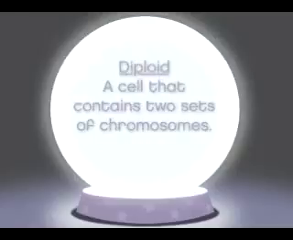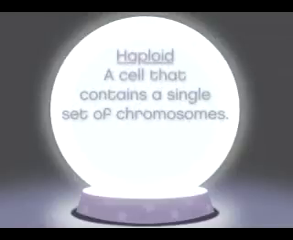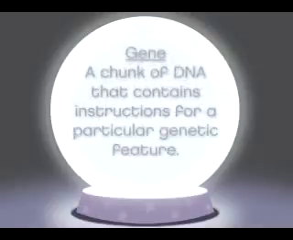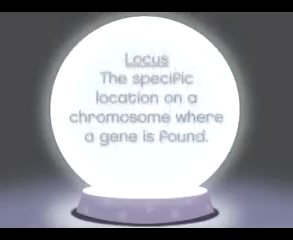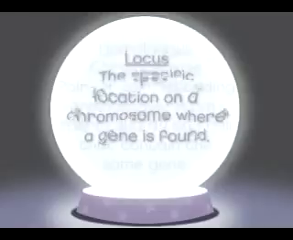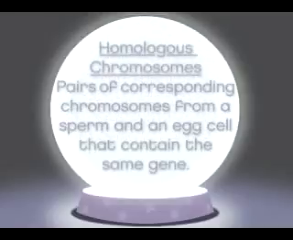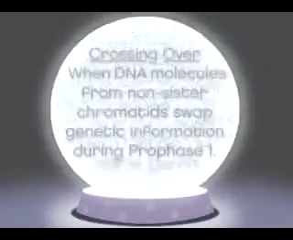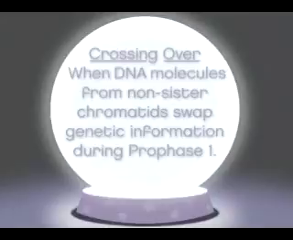A diploid cell is a cell that contains 2 sets of chromosomes. A haploid cell is a cell that contains a single set of chromosomes. A gene is a chunk of DNA that contains instructions for a particular genetic feature. The locus is the specific location on a chromosome where a gene is found. Homologous chromosomes are pairs of corresponding chromosomes from a sperm and egg cell that contain the same gene. Crossing over is when DNA molecules from non-sister chromatids swap genetic information during prophase 1.